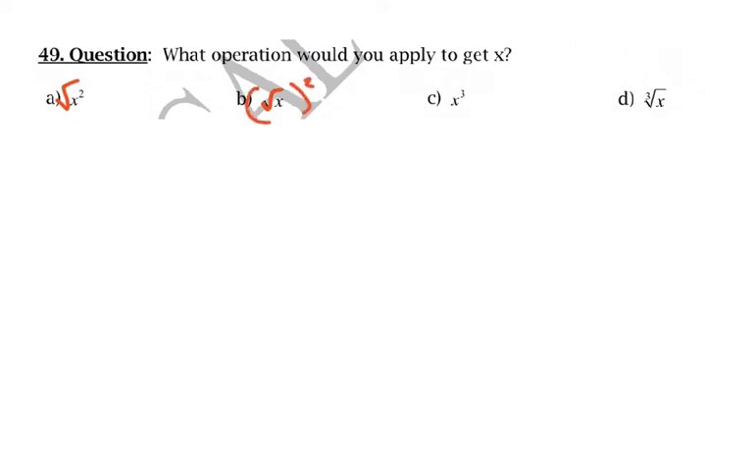I would square it. Now, of course, you can't go around doing that unless you have an equation, and you could do it to both sides, but we're just talking about how would you get x to the third down to just x. You would have to take the 3rd root of it.